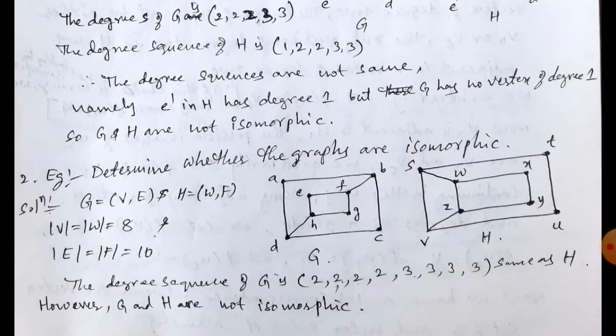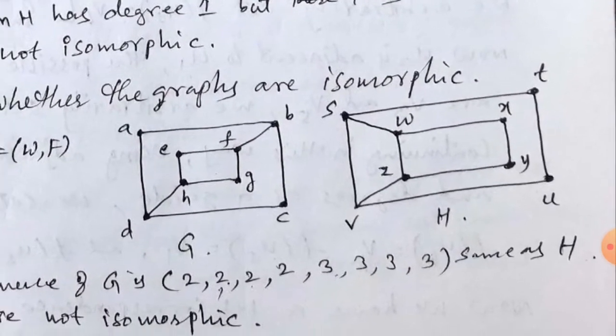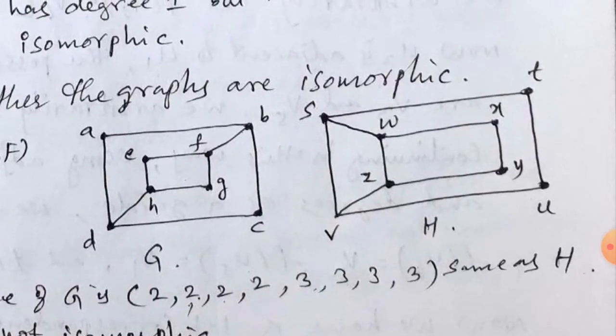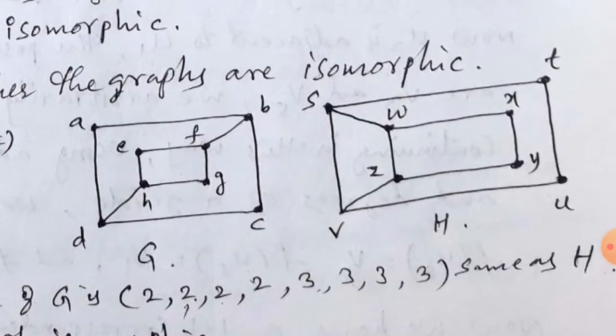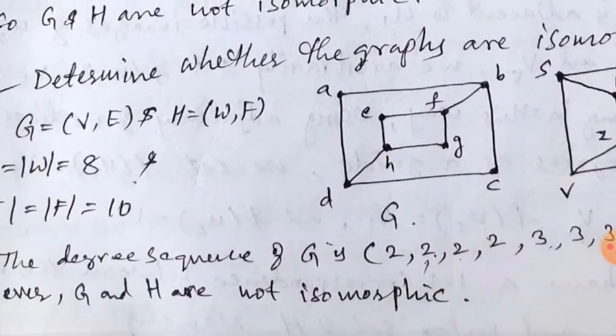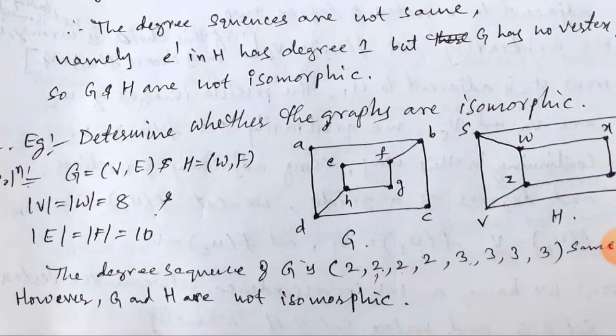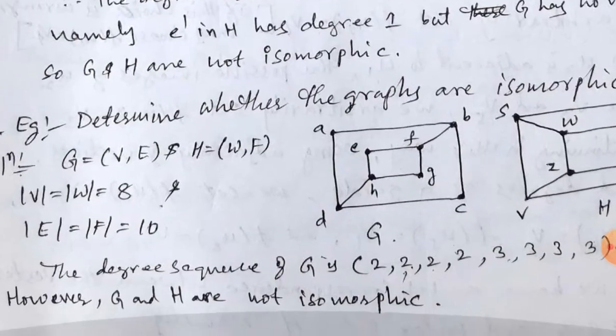Now check whether these graphs are isomorphic or not. Observe these two graphs G and H. A, B, C, D, E, F, G, H are the vertices in G, and in H the vertices are S, T, U, V, W, X, Y, Z. Of course edges are there. Now you can check easily. G equals (V, E) and H equals (W, F). Mod V equals mod W equals 8. That means in both graphs the number of vertices is the same, that is 8, and the number of edges mod E equals mod F equals 10.